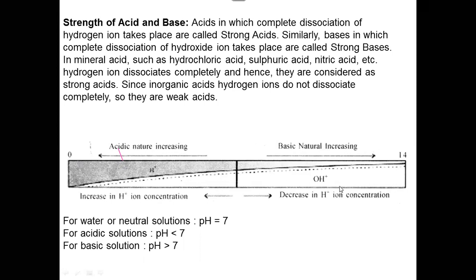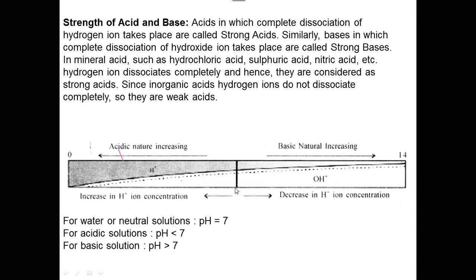So this is the pH scale given by the scientist Sorensen. The pH range is from 0 to 14. This is divided into two parts. Here it is 7. So 0 to 7 is the acidic range of pH, and 7 to 14 is the basic range of pH. Exactly 7 pH means neutral.